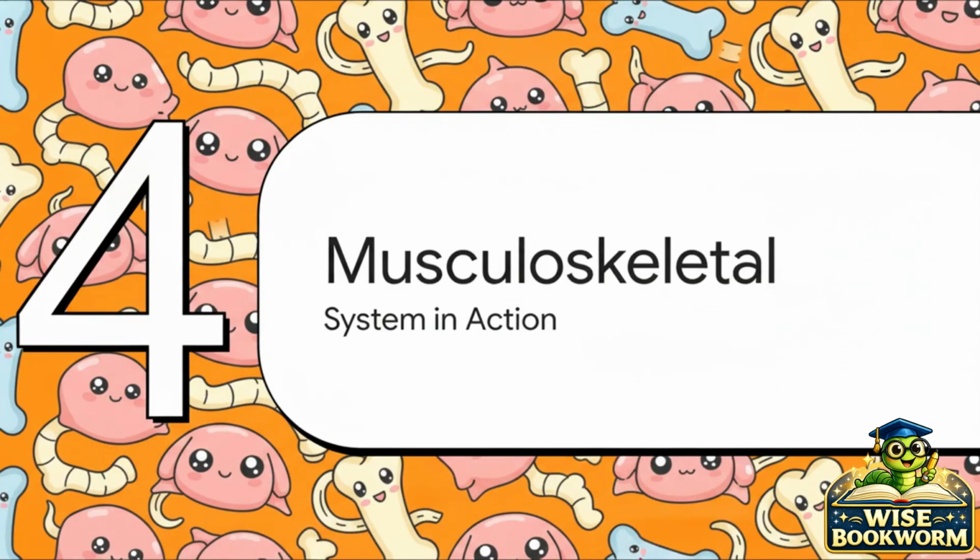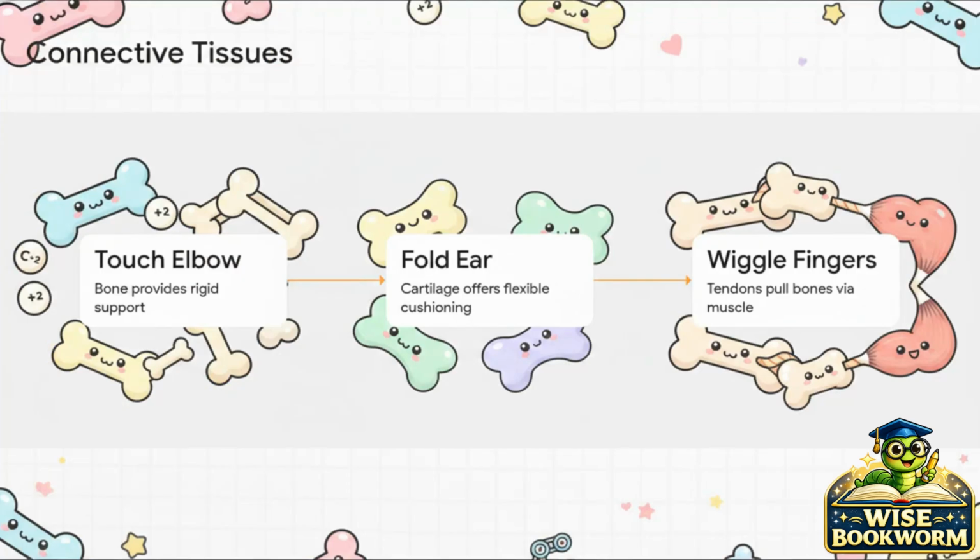Number 4, the Musculoskeletal System. Let's actually test this out. Try this right now. Touch your elbow. That rock-solid feeling? That's bone matrix packed with calcium. Now, fold the top of your ear. That's cartilage, a softer, jelly-like cushioning. Now, wiggle your fingers and look at your forearm. Your arm muscles are literally pulling on biological cords called tendons that run down to your finger bones. You are feeling your own connective tissues working together as a system of biological hinges and pulleys.